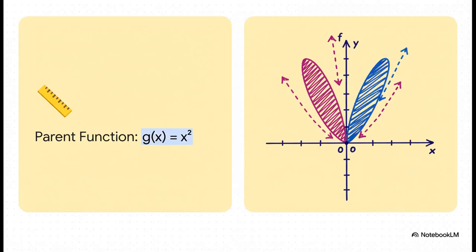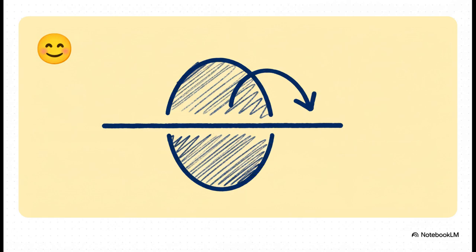Okay, but what if we multiply? Let's take a look at 2x². We call this a vertical stretch. For any x value you pick, the y value is now twice as high as it was before. It's like we grabbed the two arms of the parabola and just pulled them upwards, which makes the whole thing look narrower or skinnier.